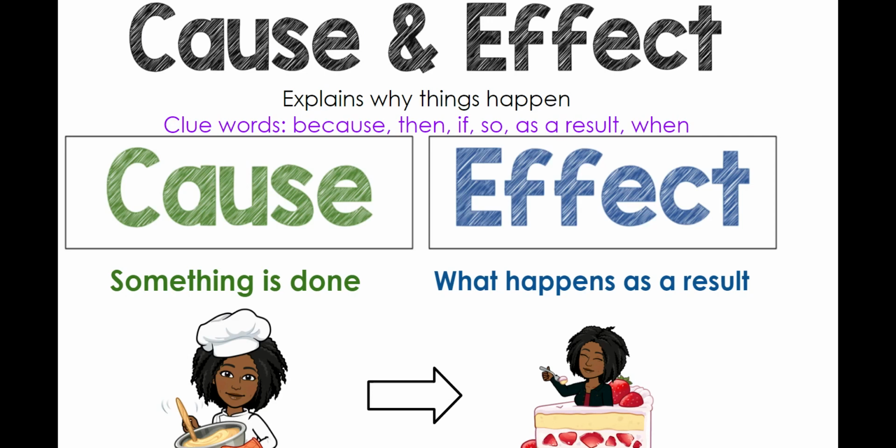So cause and effect explains why things happen. Some of the clue words that we're going to look for as we read today are because, then, if, so, as a result, and when. We've already talked a little bit about because and so. These are some more of the other words that can hint to us that we're seeing cause and effect. Cause means that something is done. So I put all of my cake ingredients into a bowl and mixed them together. That was what I did. The effect, or what happens as a result, was that I got a delicious strawberry shortcake.